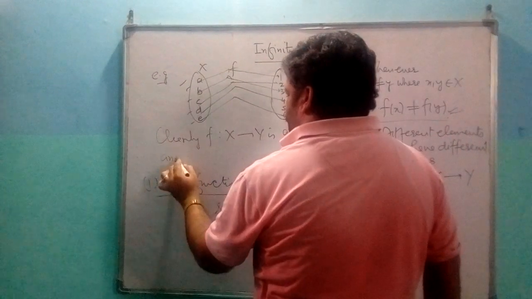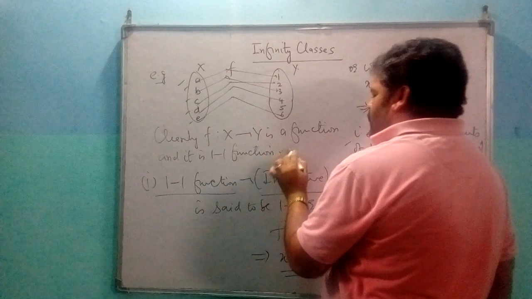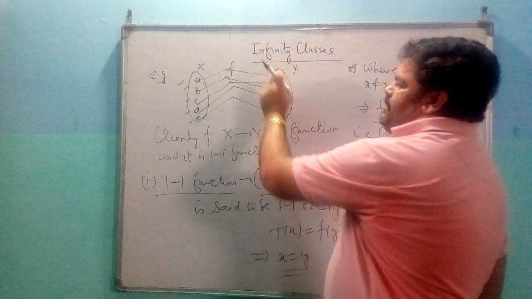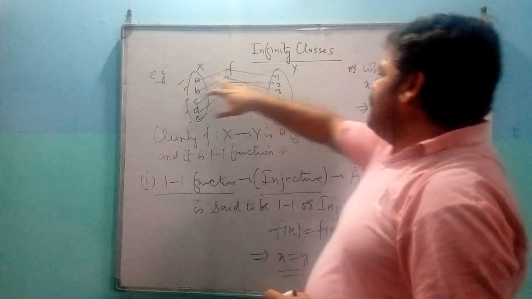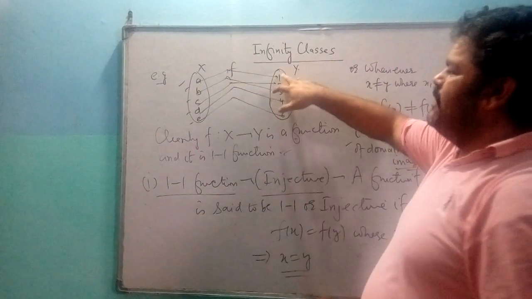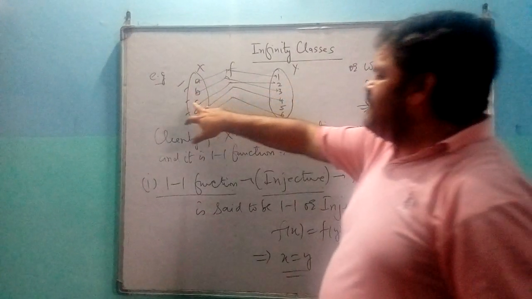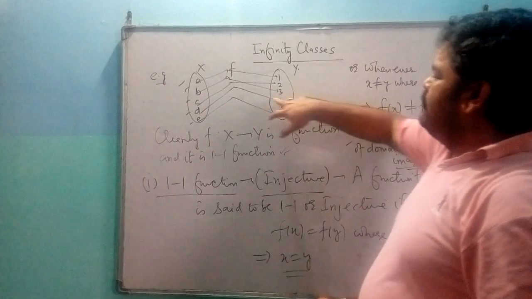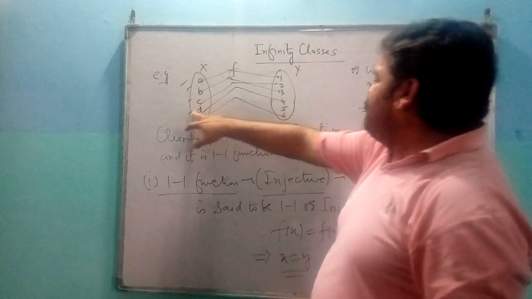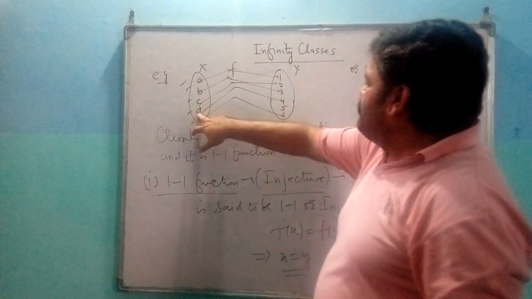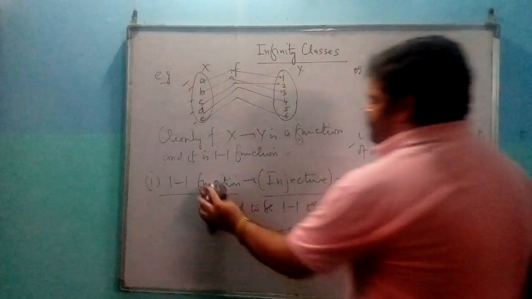it is one one function, because here different elements have different images. For example, a is not equal to b, so image of a is 1 and image of b is 2. 1 is not equal to 2. b is not equal to c, b has image 2 and c has image 3, where 2 and 3 are not same. c has image 3, d has image 4, c and d are not same, and 3 and 4 are not same. So this is a one one function.